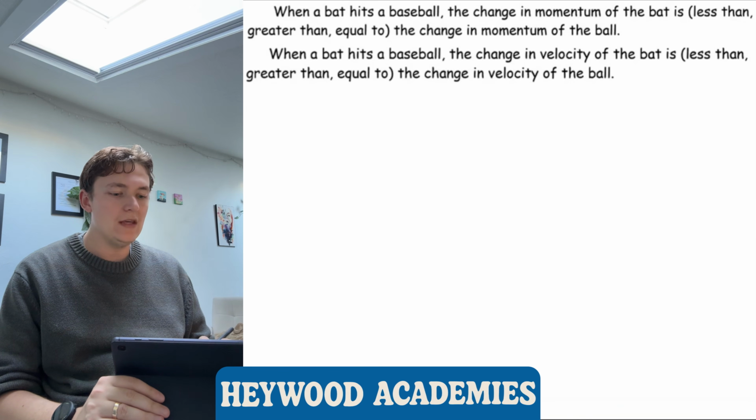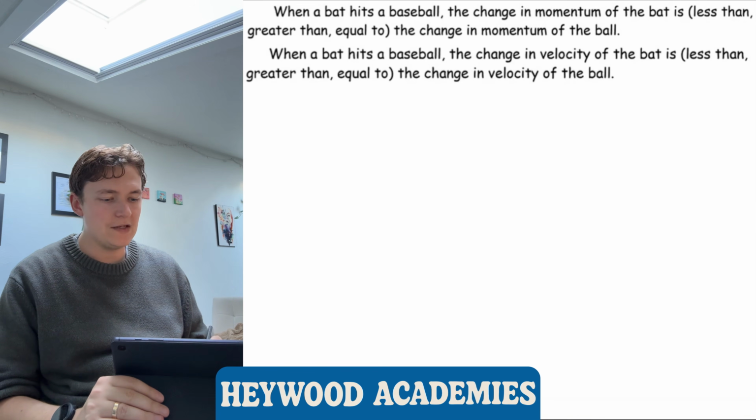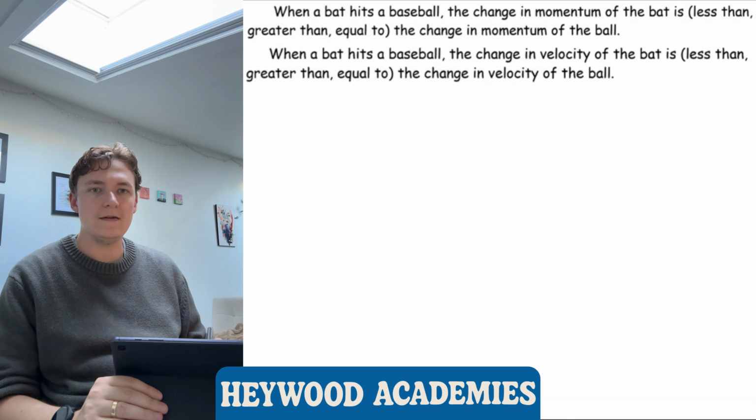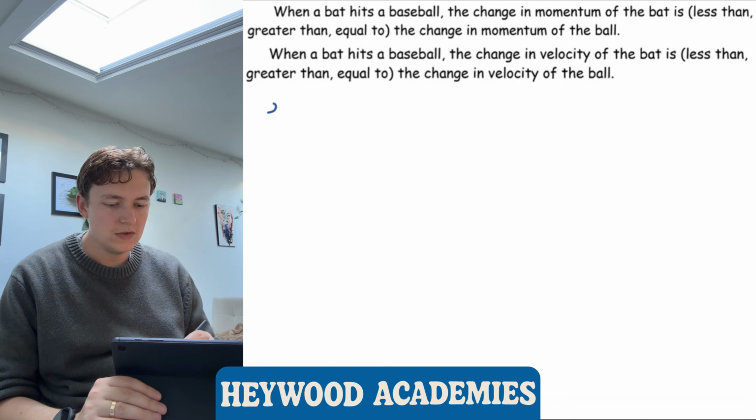When a bat hits a baseball, the change in momentum of the bat is less than, greater than, or equal to the change in momentum of the ball. So this has to do with collisions, and there's a couple different kinds of collisions which we'll get into, but for now all we need to know is that for collisions the momentum of our system is going to be conserved. So the change in momentum of the bat will be equal to the change in momentum of the ball.